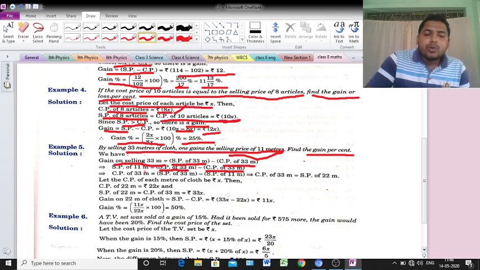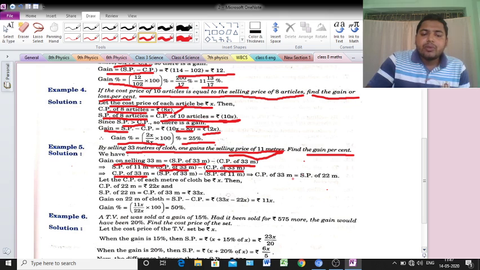Okay. Now this CP of 33 meter, bring it to left hand side because it was on the right hand side with a minus sign. When we bring it to the left hand side, the sign will be changed. That means CP of 33 meter, that's why here positive sign. Okay. So CP of 33 meter equal to what? SP of 33 meter. This one is fixed.